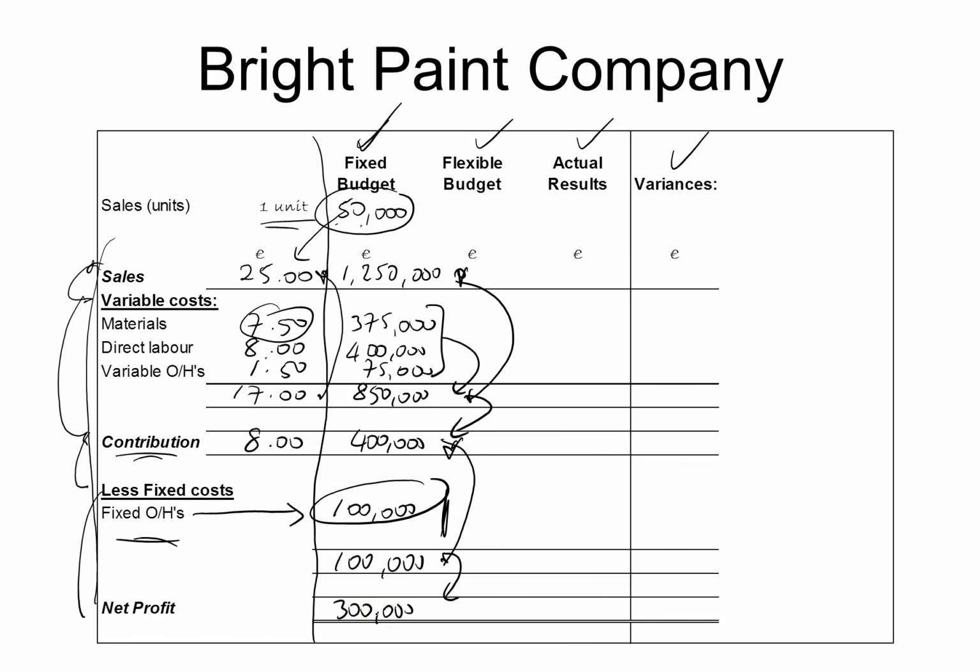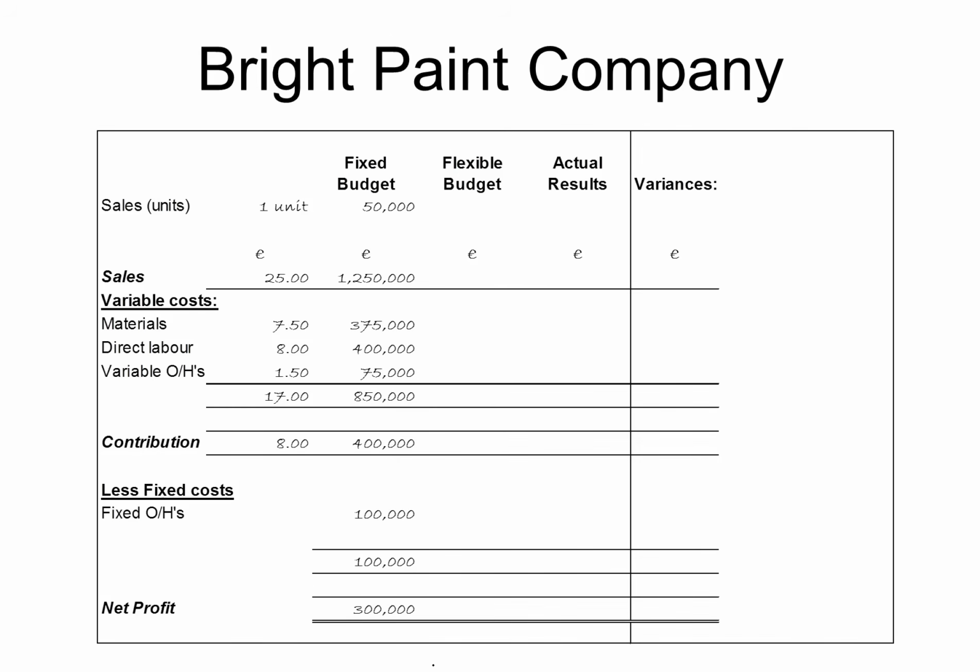Now do remember, when we're working through this, you can pause, rewind and play at any point. So what we've done here is we have reconstructed the original fixed budget. Now it's a little bit messy, so I'm just going to tidy the figures up. So that's it. It's a little bit neater. So that's the fixed budget done.